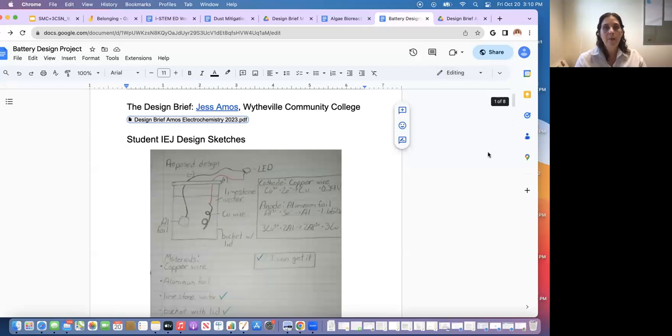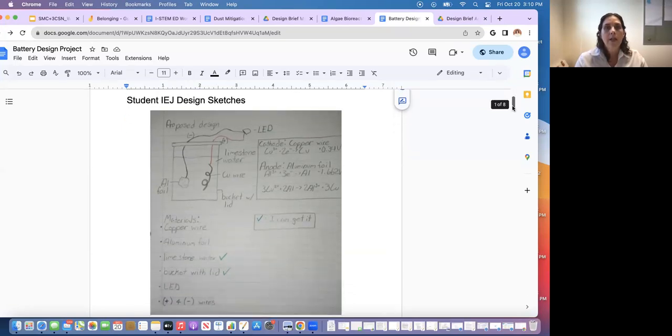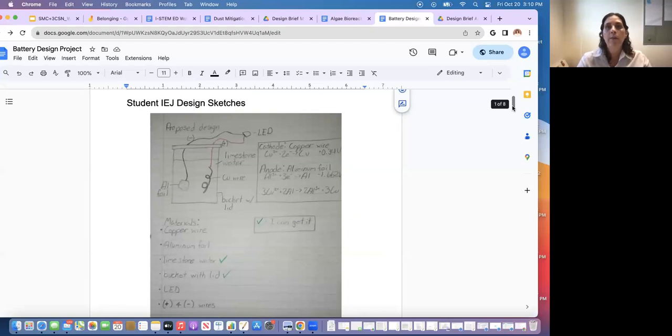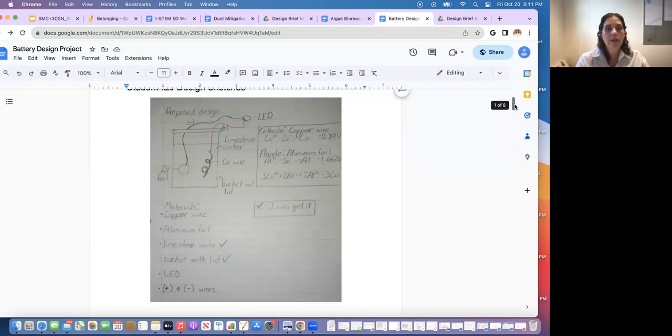And what they came up with, again, they were using this interactive engineering journal. So initially they're having to come up with sketches. Just like I showed you with the algae bioreactor, they would also have to come up with materials lists and thinking about what do I know versus what do I not know at this point. So this is a real example of one of her students thinking about what they had access to and how they might go about this.